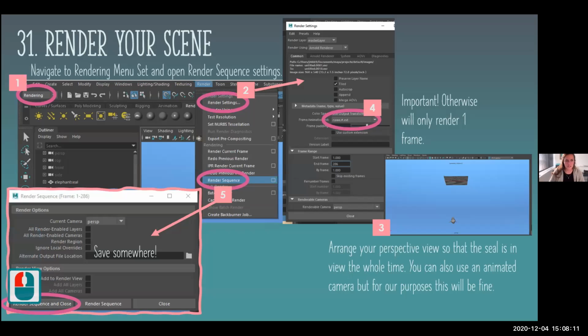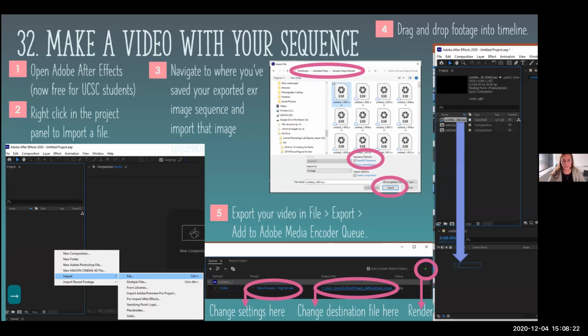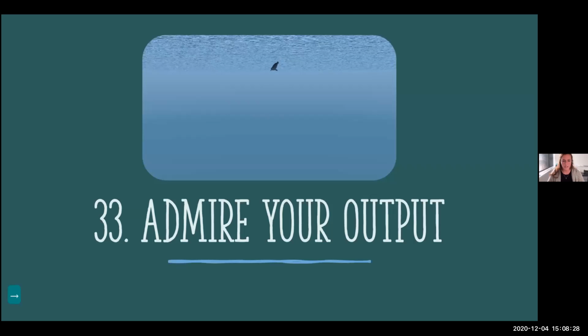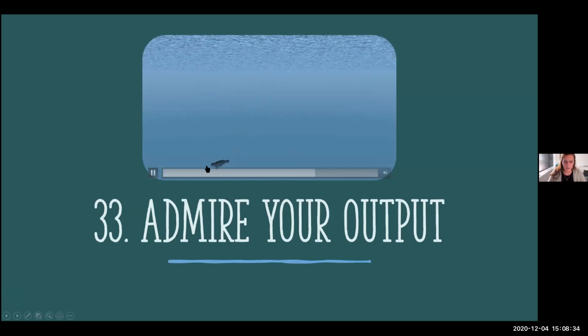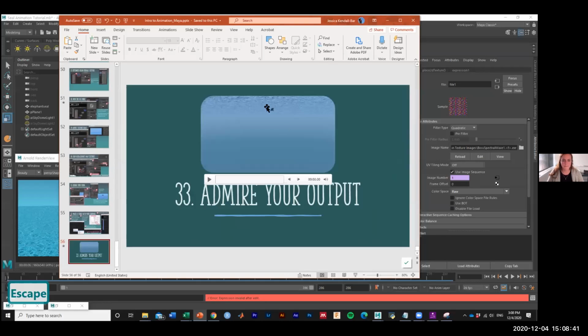So you basically just render your scene. And then once you've rendered it according to these settings, you'll come up with a bunch of pictures. And then you can add those pictures to After Effects, and you can export a video. And then your video will look something like this. So you'll have a moving ocean texture, and you'll also have your 3D model moving according to your data. So that's it.